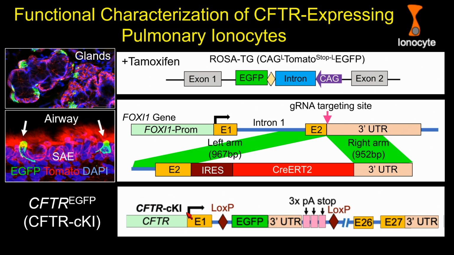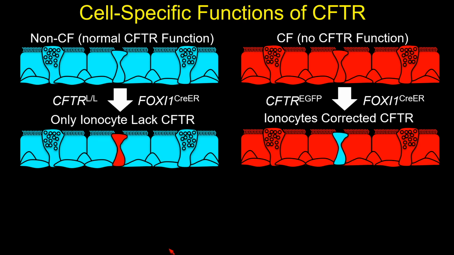This is an exon trap in which EGFP and the endogenous CFTR 3' UTR is knocked into the first intron of CFTR and captures splicing, followed by 3 stops. At homozygosity, it's essentially a knockout. And so simplistically, the approaches we were trying to use to understand CFTR function in ionocytes are two.